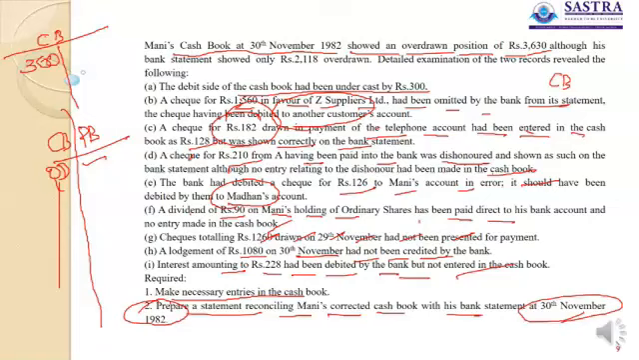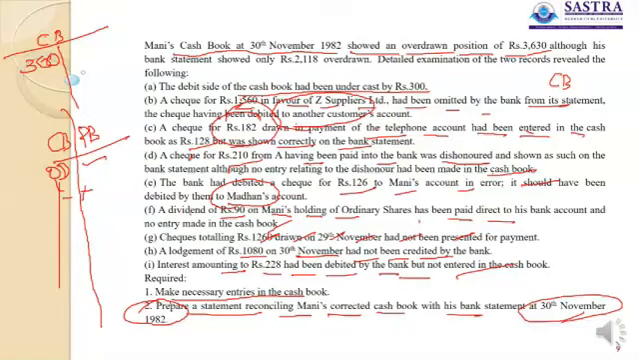Then go to the next. A check for 1560 in favor of Z Suppliers Limited had been omitted by the bank from its statement, the check having been debited to another customer's account. Being a payment, it would have been entered in the cash book, and the cash book shows a minus balance, whereas this kind of item, which has not yet been debited in the passbook, is a plus balance.